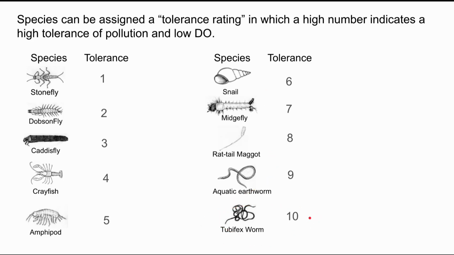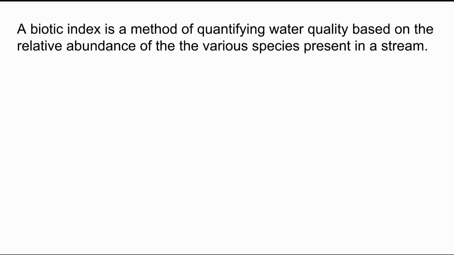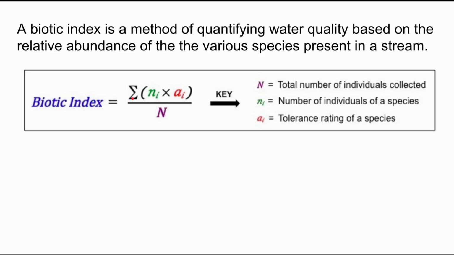Now, these are arbitrary numbers, but it's just a way of quantifying the data so that I can assign a number to how healthy the stream is. And we call this the biotic index. So the biotic index is just this method of quantifying the amount of these various organisms I find in a river system and using that to give me a numeric value for the stream's health.